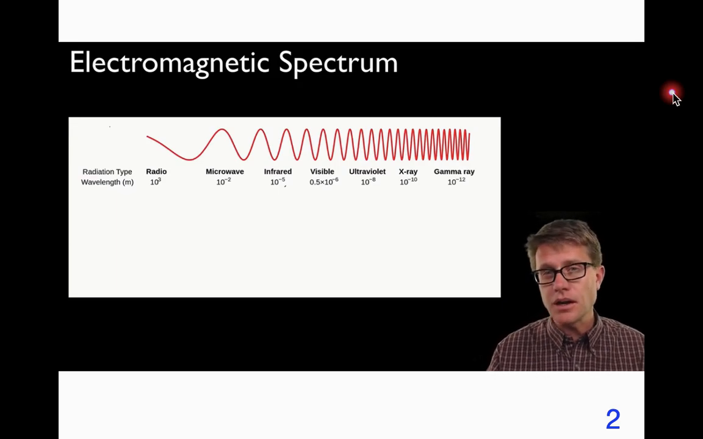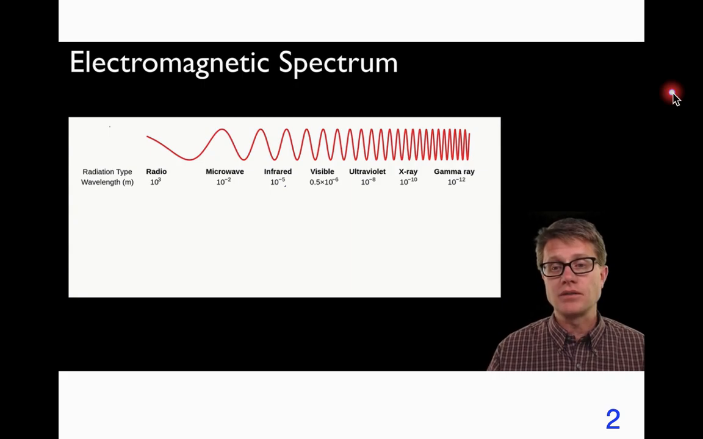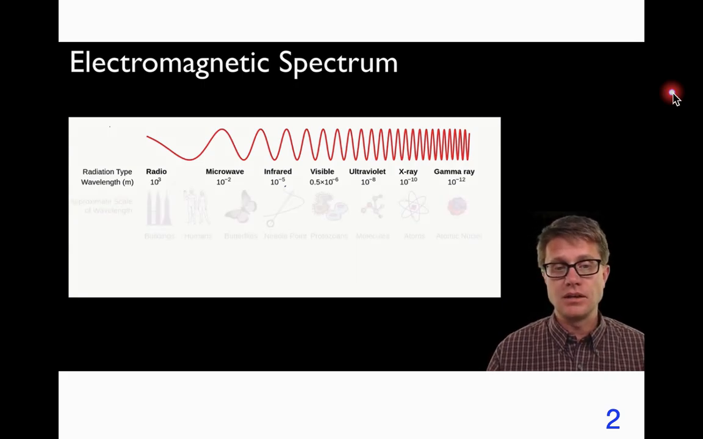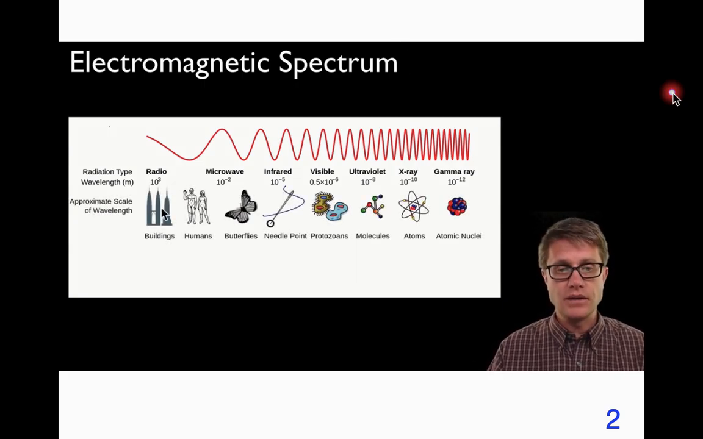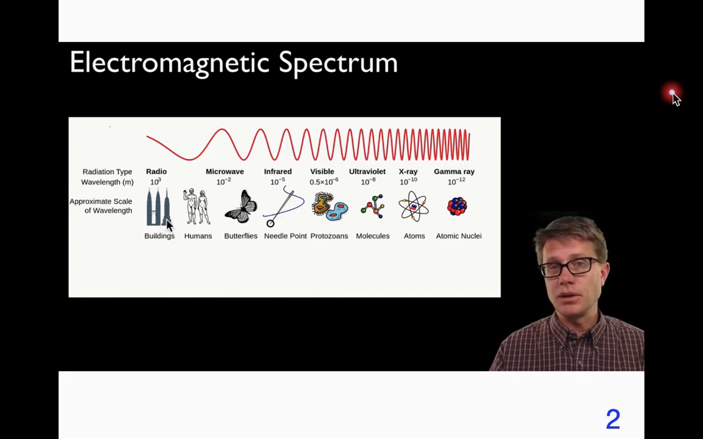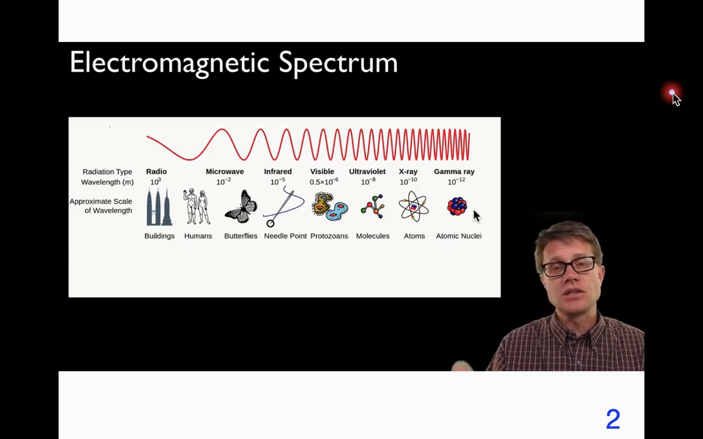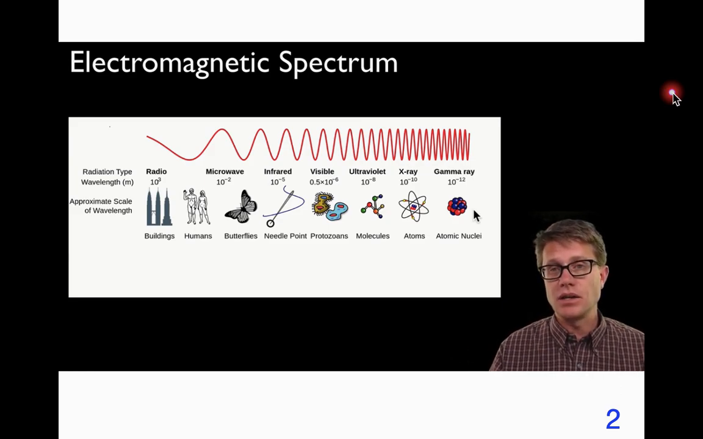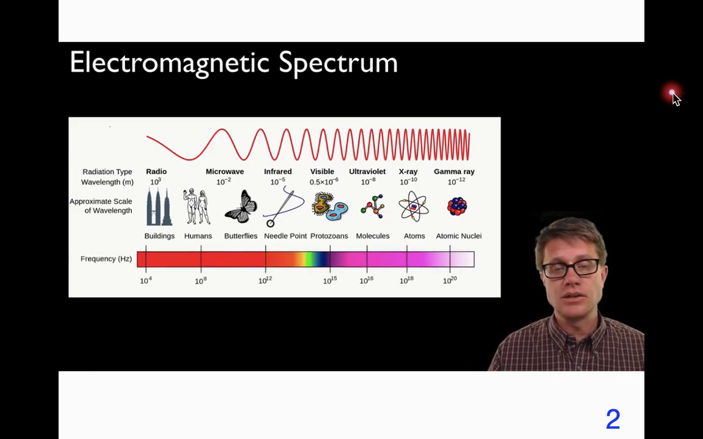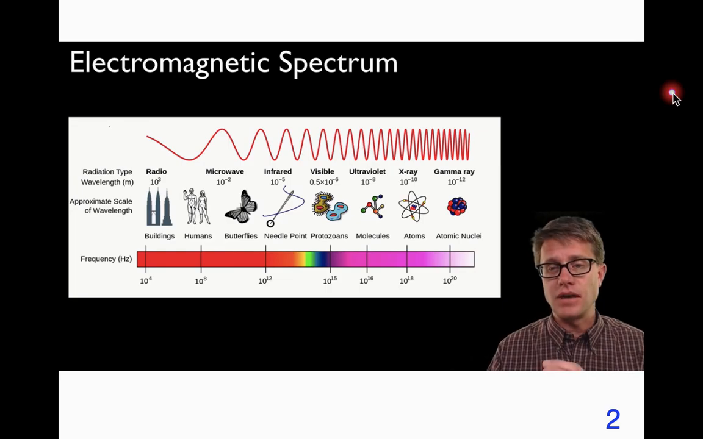But if we put them along a spectrum, they're going to decrease in wavelength as we move towards those gamma rays. To give you a sense of scale, radio waves are going to have wavelengths around the size of a building, but gamma rays down around the size of a nucleus. And there's this inverse relationship. So as we increase wavelength, we're going to decrease the amount of frequency. And so as we increase frequency, we have higher amounts of energy.